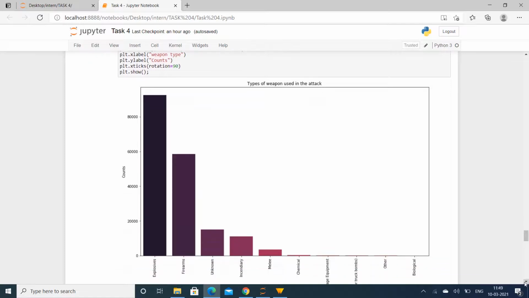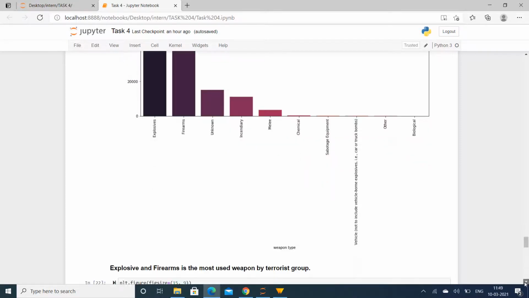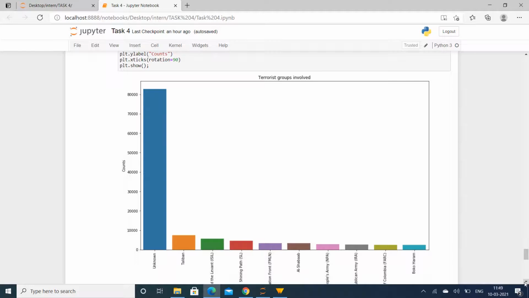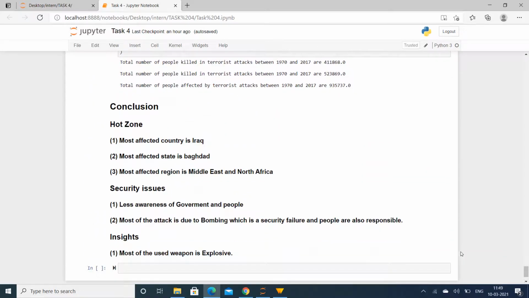Then here I plot the graph for the most used weapons by the terrorists. So explosives are the most used for terrorist activities and attacks. And here I plot the graph for the terrorist groups which are responsible for terrorist attacks. Then at last there is the conclusion.